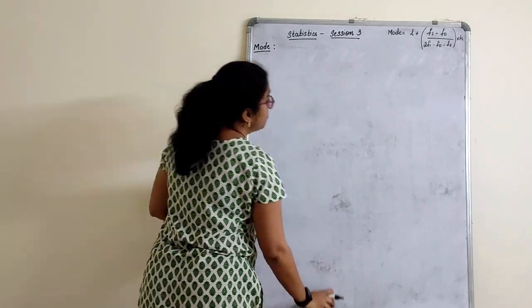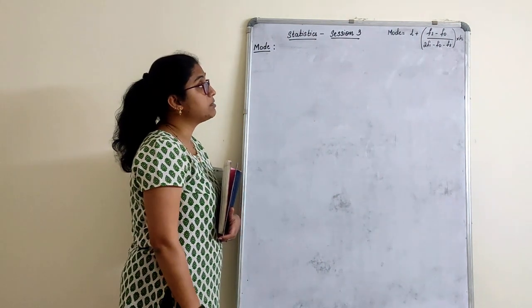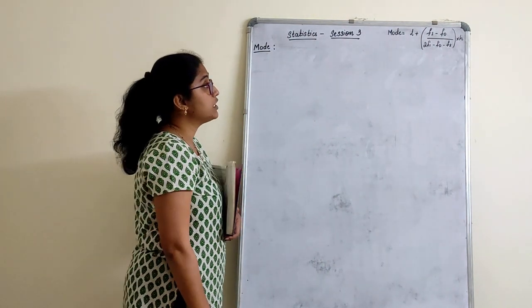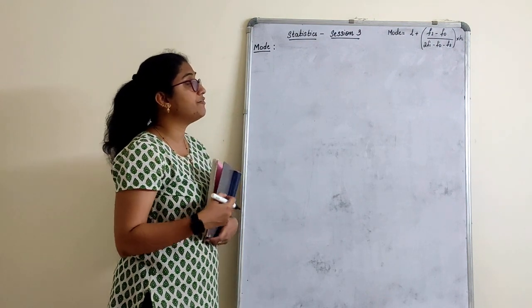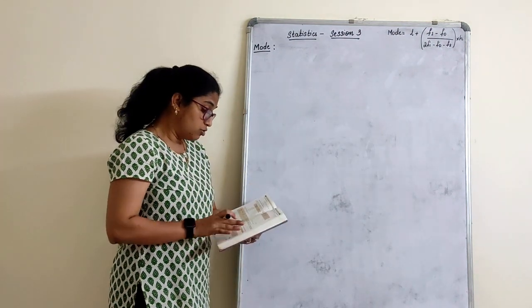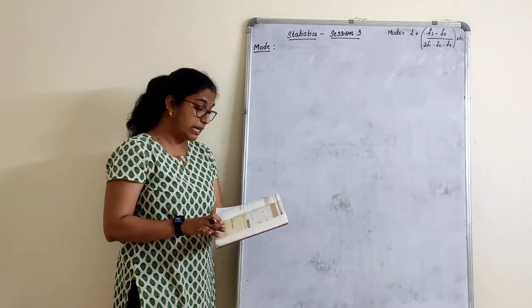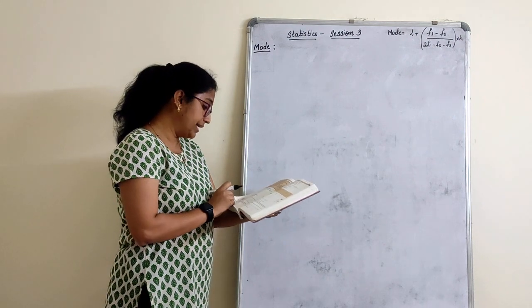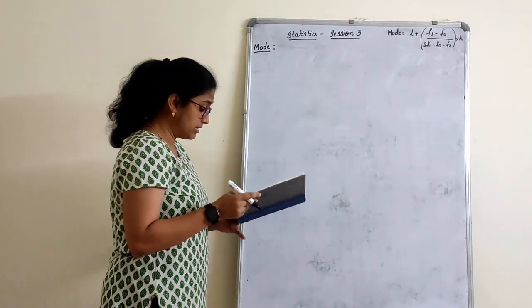So what is the mode formula? L, that is the lower limit of the modal class, plus F1 minus F0 divided by twice F1 minus F0 minus F2, into h. So understand that if h, the height, is given, that means the class size should be equal. It should not be varying. So there we start with the exercise.